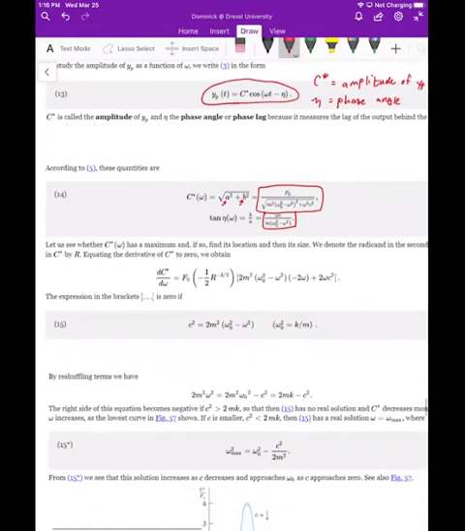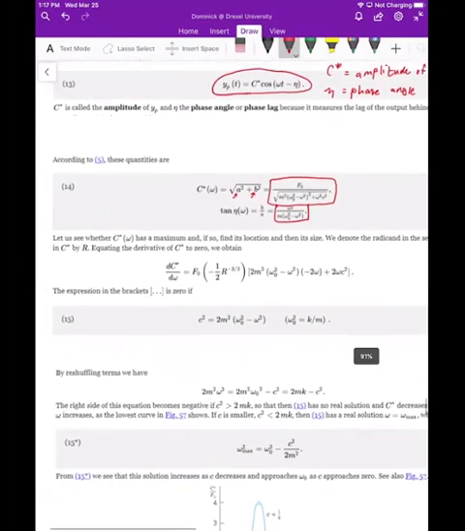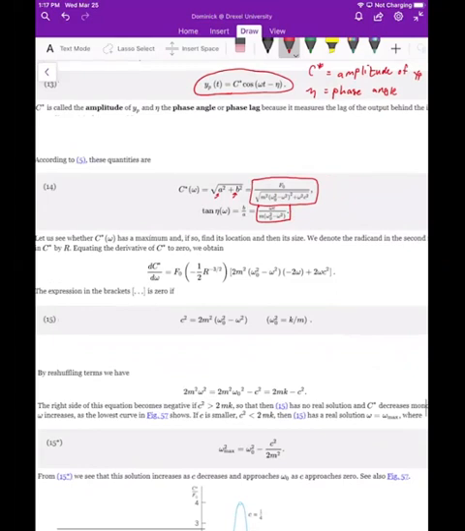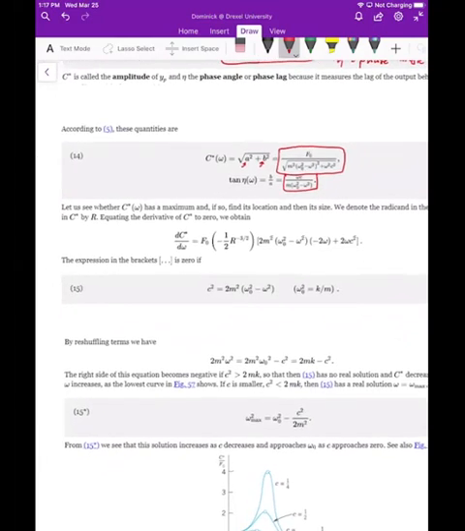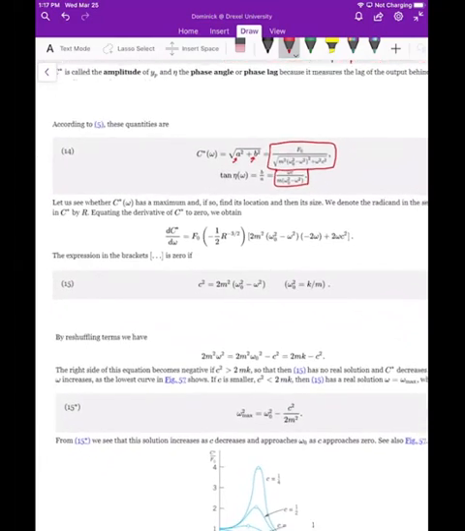And so essentially the idea is that we want to find out whether or not there is a maximum amplitude of our particular solution, right? To do that, we can look at the derivative of our C star and set it equal to 0, just like we would in a Calc 1 setting, right? So if we take our derivative of C star with respect to omega, we get this hideous expression here.